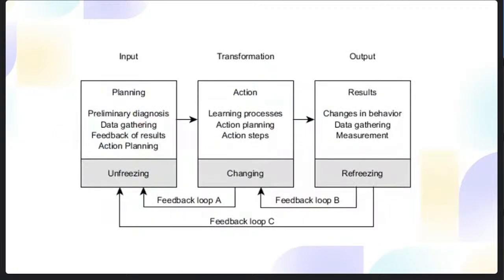So this is planning, action and results. Preliminary, it is diagnosis and data gathering. First we take the diagnosis, then action, learning processes, action planning and action steps are introduced based on the diagnosis, and the result is the changes, what kind of behavior is changing, with data gathering and measurement. So this is a flow chart, a flow of how one method is going on.